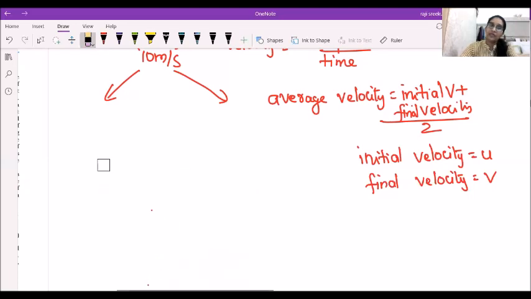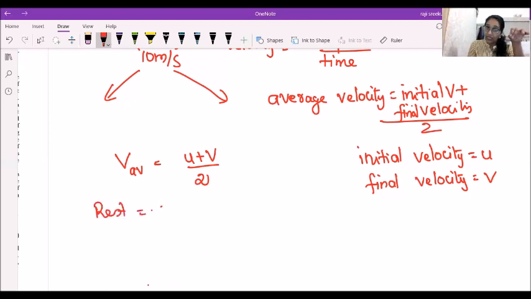So the average we are taking. We are not worried about what is happening in between. We just want the initial value and the final value. So average velocity is equal to u plus v divided by 2. u stands for the initial velocity. Suppose an object is at rest in the beginning, then u is equal to 0. Like that you have to find its initial and its final value, add them, divide by 2, and you will get the velocity.